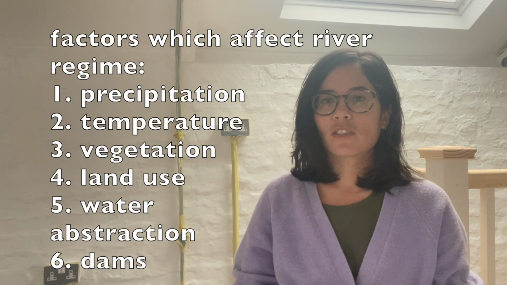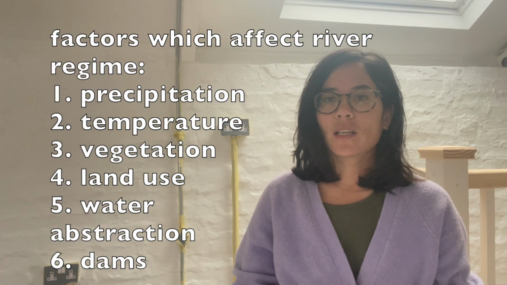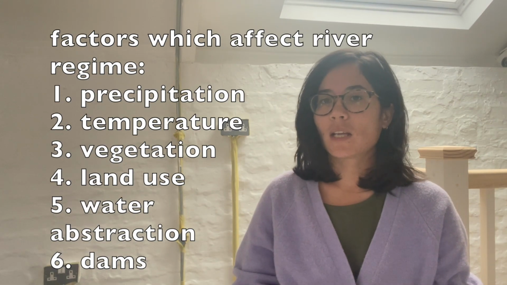So broadly speaking, if you're asked to describe the factors which affect river regime, let's talk about precipitation, let's talk about temperature, let's talk about vegetation, land use, water abstraction and dams, and break your answer up into those various categories and provide the extra details that I've already given you previously in this video.